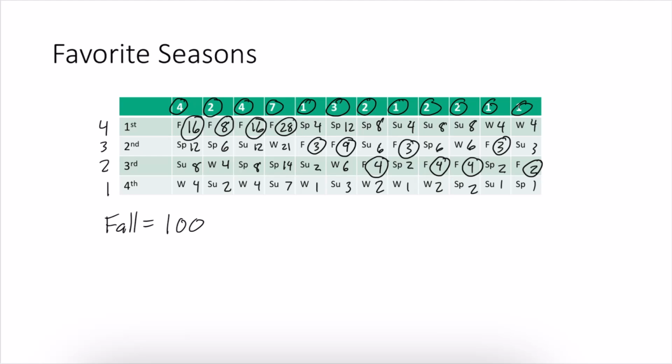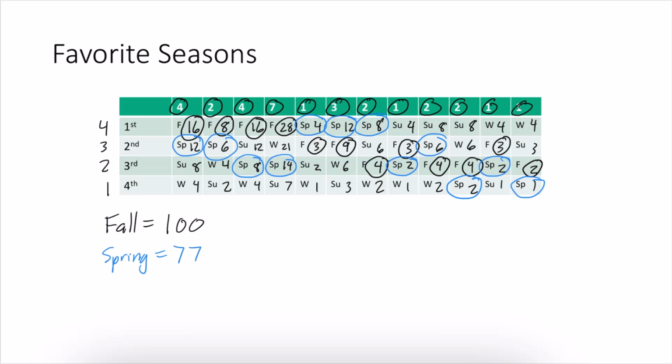And then for spring, I'll have 12 plus 6 plus 8 plus 14 plus 4 plus 12 plus 8 plus 2 plus 6 plus 2 plus 2 plus 1. And so the weighted count for spring, when I add all of those up, will end up being 77. So that's the weighted count for spring.